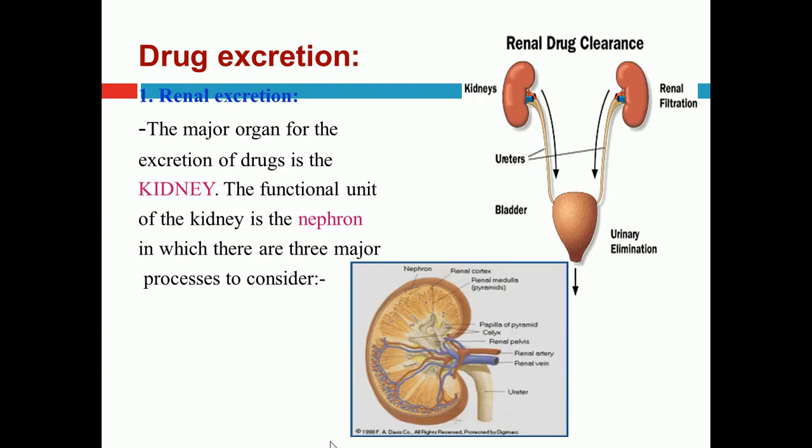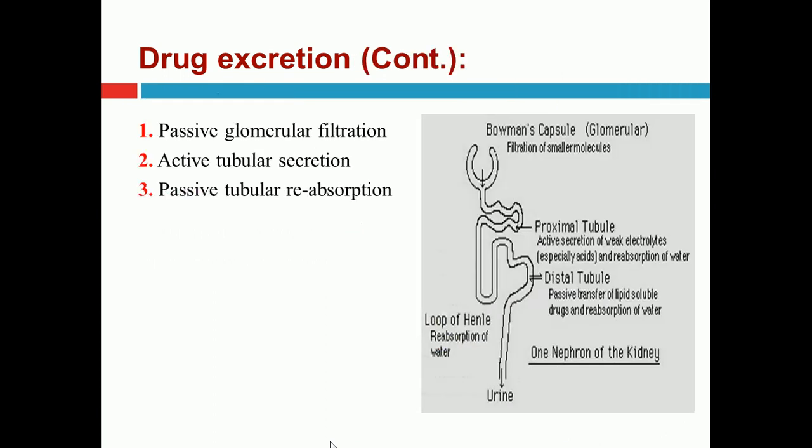So kidney, again going back to physiology, there are three processes that occur that bring about the excretion through urine. These are passive glomerular filtration, active tubular secretion, and passive tubular reabsorption.